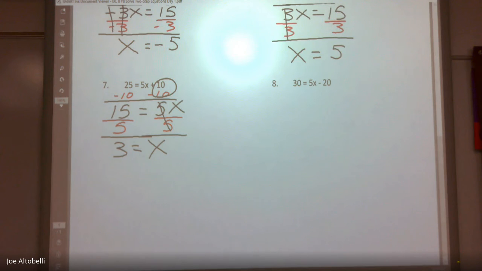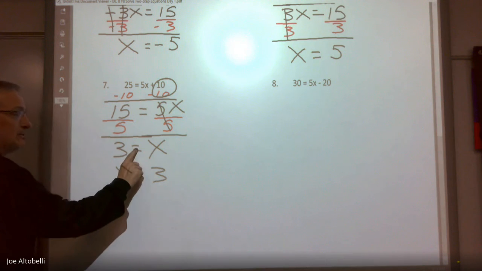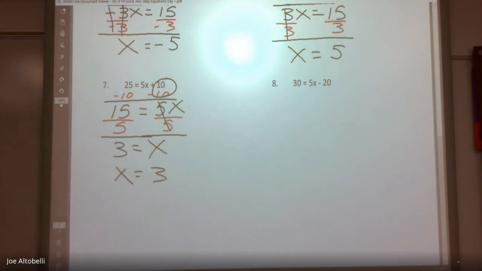Question, yeah? Would it matter if we just switch the? Oh, no, that's the same thing. Yeah, you have 3 equals x, x equals 3, it's the same thing. An equal sign goes both ways, so you can read it either way. Anybody else?